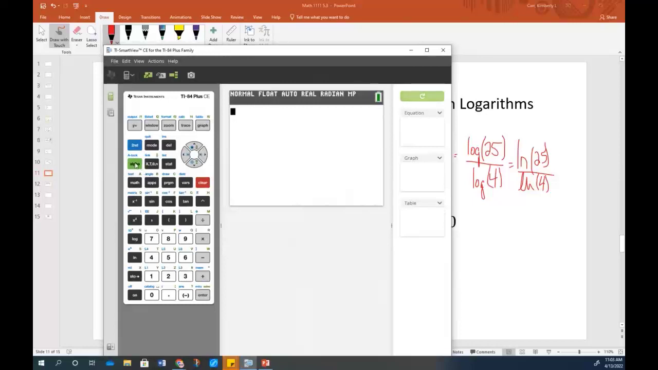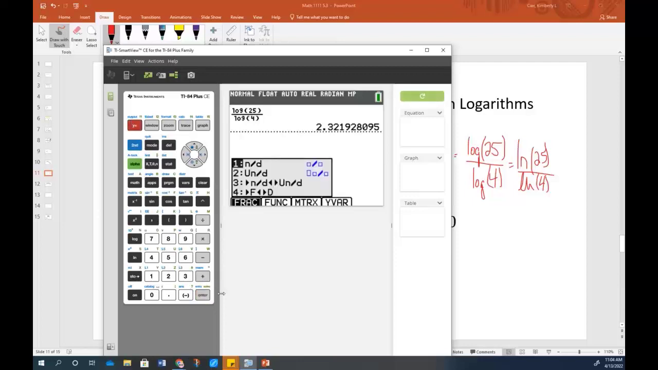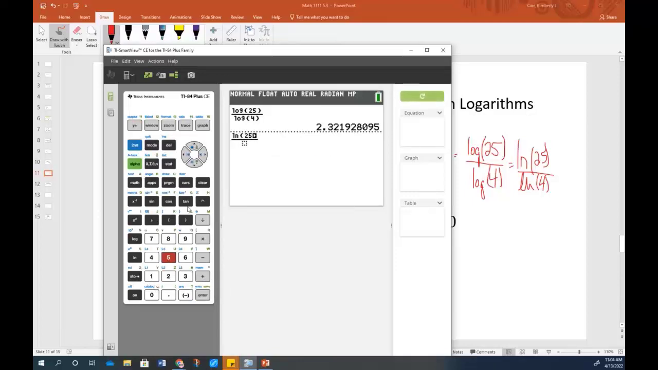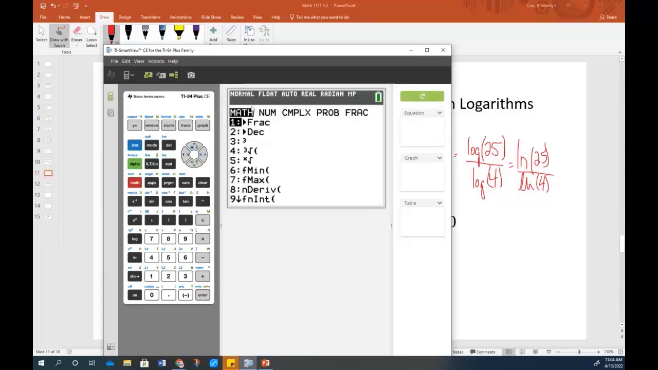So I can enter, and I can use the fraction key stuff if I want to. Alpha y equals enter, and then I can have log of 25 over log of 4. Or I could do ln of 25 divided by ln of 4. Or the change of base program that's built in is underneath math. So I'm going to hit math. And then you can't see it on your very first screen, so you can either scroll up or scroll down. It's just a little ways to get there.